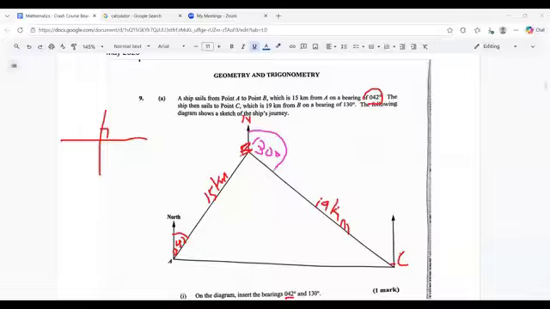So I'm going to scroll down to the next part.